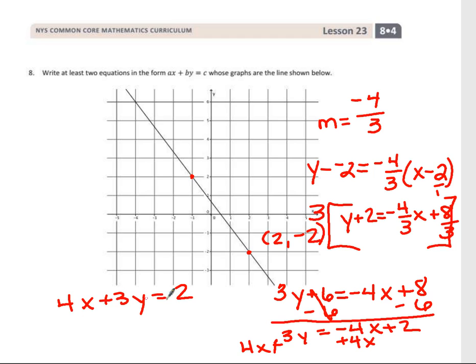I can multiply it by anything. Let's multiply it by 4. 4 times 4 is 16x. 4 times 3y is 12y. And 4 times 2 is 8. So that is 2 equations. You could have chosen anything. You could have multiplied by 3. You could have multiplied by 6. Whatever. Good job, guys.